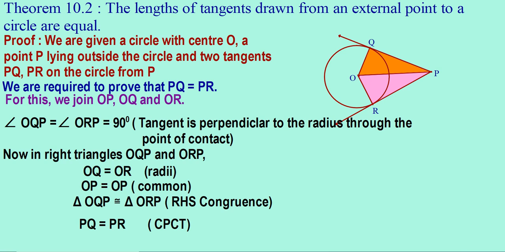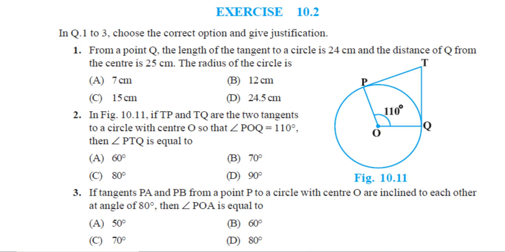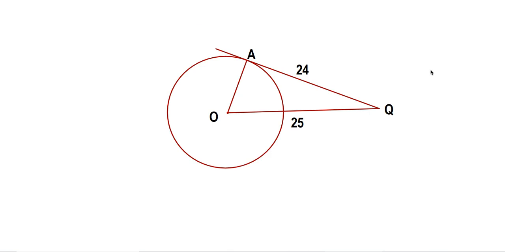Now, let us look at the exercise questions. Look at the first question. From the point Q, the length of the tangent to a circle is 24 centimeters and the distance of Q from the center is 25. Find the radius of the circle. Look at the figure. Here, O is the center and Q is the point. Distance OQ is given as 25 and the distance QA is given as 24. You have to find out radius OA.